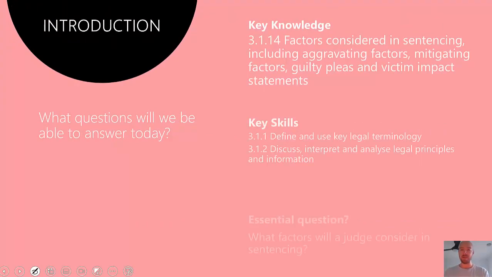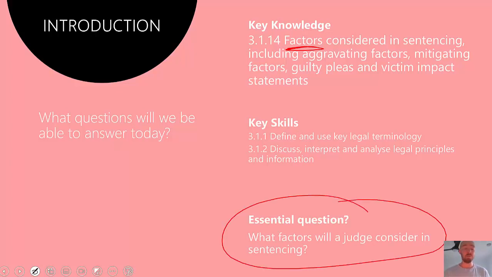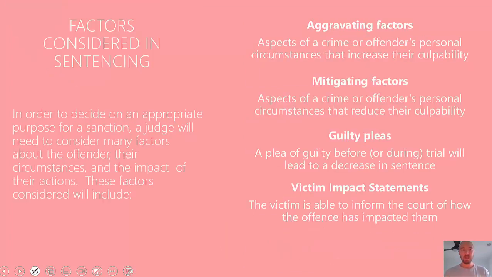As I said today, we are looking at 3114, so the factors considered in sentencing. And effectively at the end of this, I just want you to understand what a judge is considering when they're handing out a sentence to an offender. What sort of things are they taking into account when they make that decision? There are 4 listed in the study design. These are the 4 that we need to know.